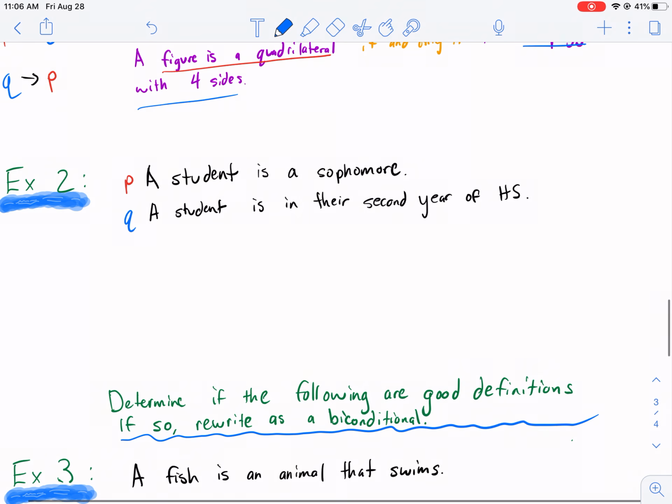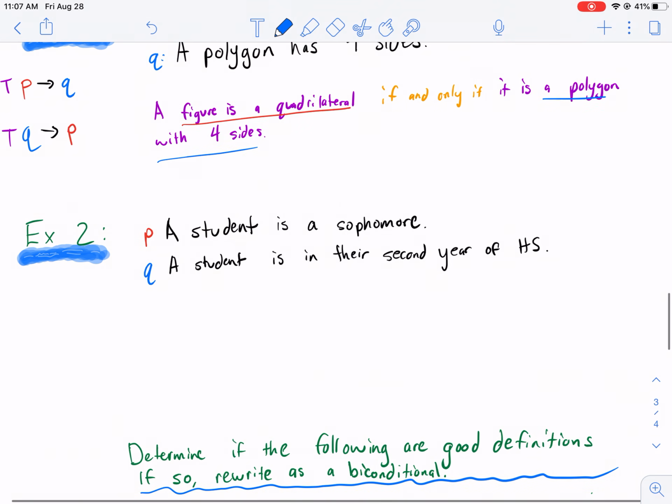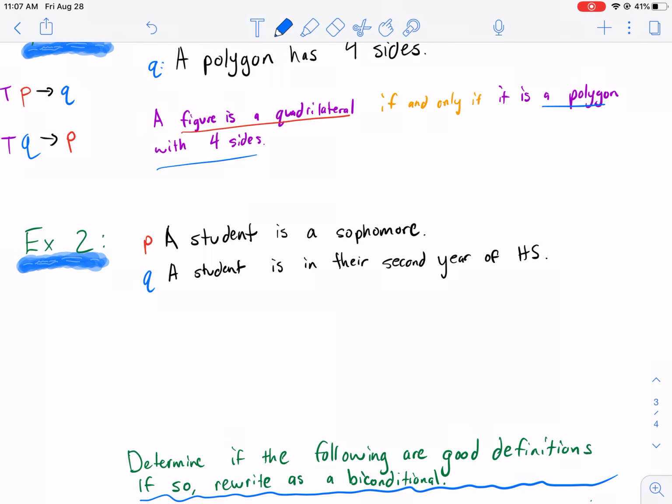A student is a sophomore, okay? Q, a student is in their second year of high school. So we have two statements and we can make it into a conditional statement. What would be the conditional statement? A student is a sophomore. If a student is a sophomore, then the student is in their second year of high school.